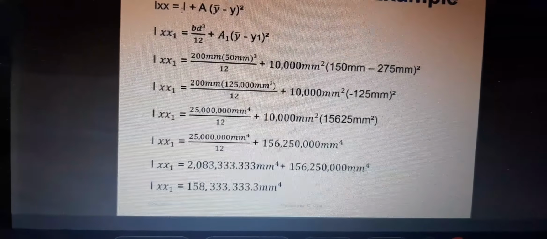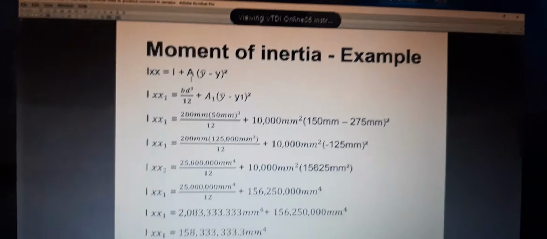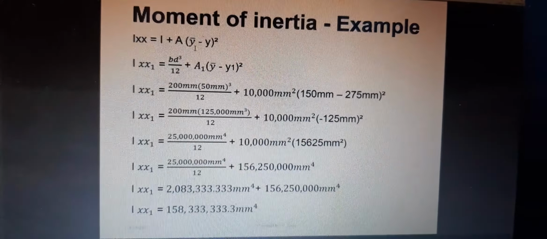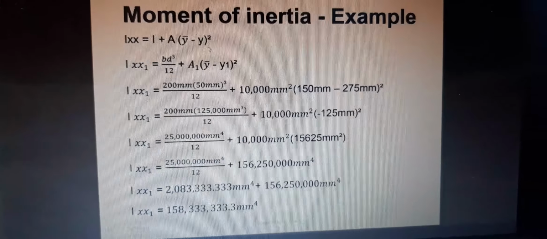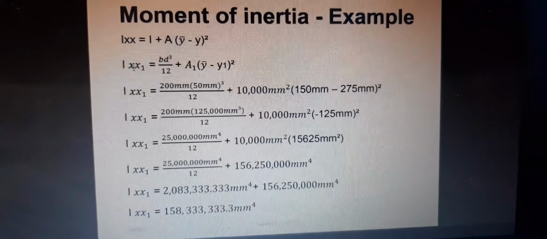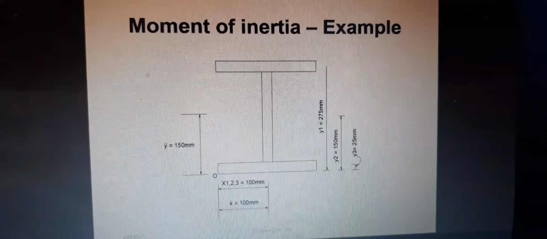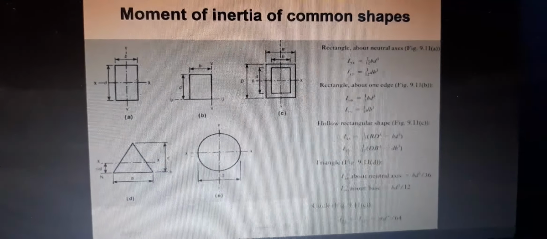All right, so here we have the first section. For section 1, this is the formula you're going to use. This is the overall formula for inertia, but we're finding inertia about the x-axis first. Which formula are you going to use? You are going to use the rectangular one right here.